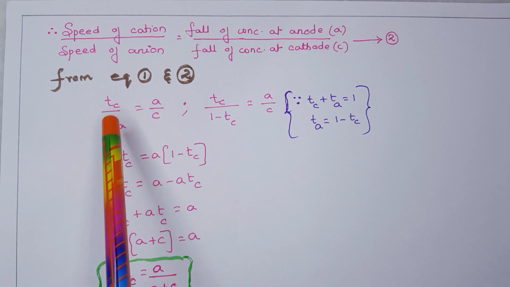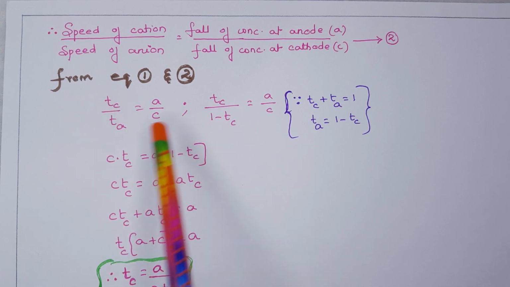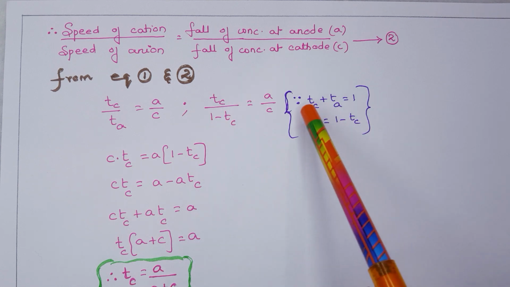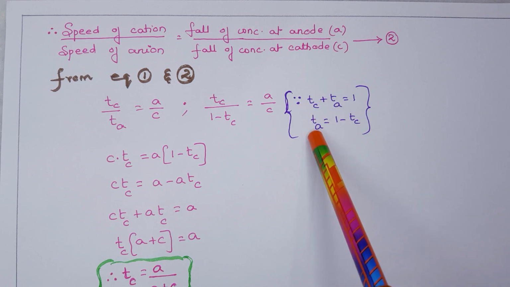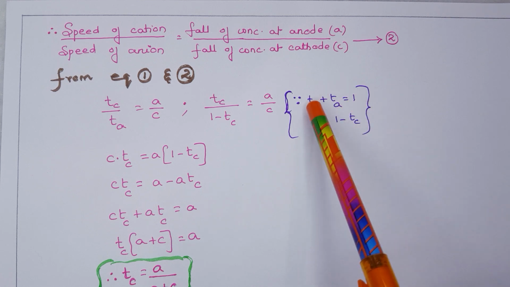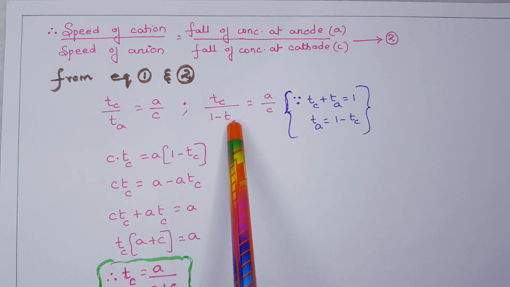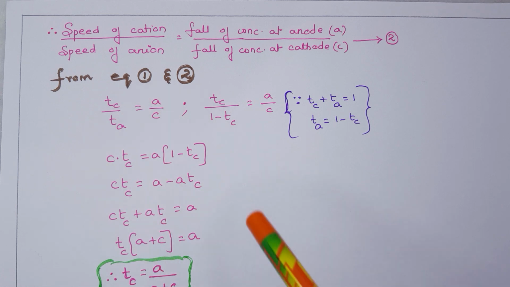Fine students. Now Tc by 1 minus Tc. Where did we get this 1 minus Tc? Ta is equal to 1 minus Tc. This we are getting from Tc plus Ta is equal to 1. So from this Ta will be equals to 1 minus Tc. Okay. So in the place of Ta we have written 1 minus Tc. So Tc by 1 minus Tc is equal to A by C.